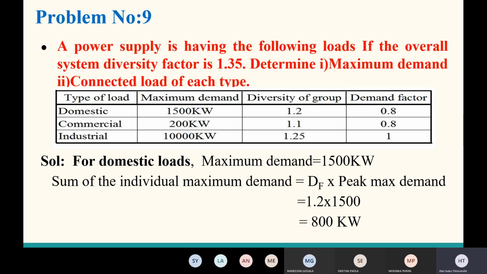A power supply having the following loads, overall system diversity factor 1.35, determine maximum demand and connected load of each type. The types are domestic, commercial, industrial, with maximum demands 1500, 2000, 10,000, diversity factors for domestic 1.2, for commercial 1.1, for industrial 1.25, and also demand factors.